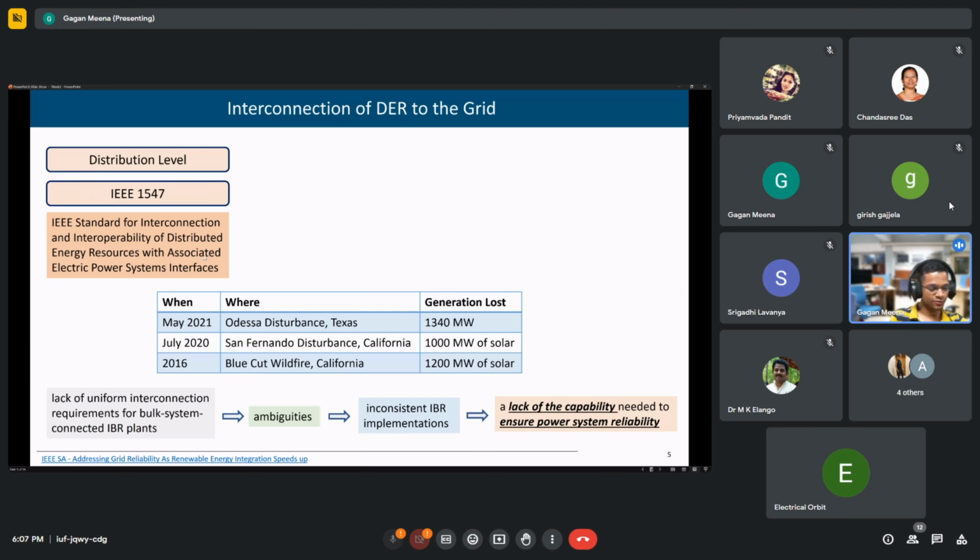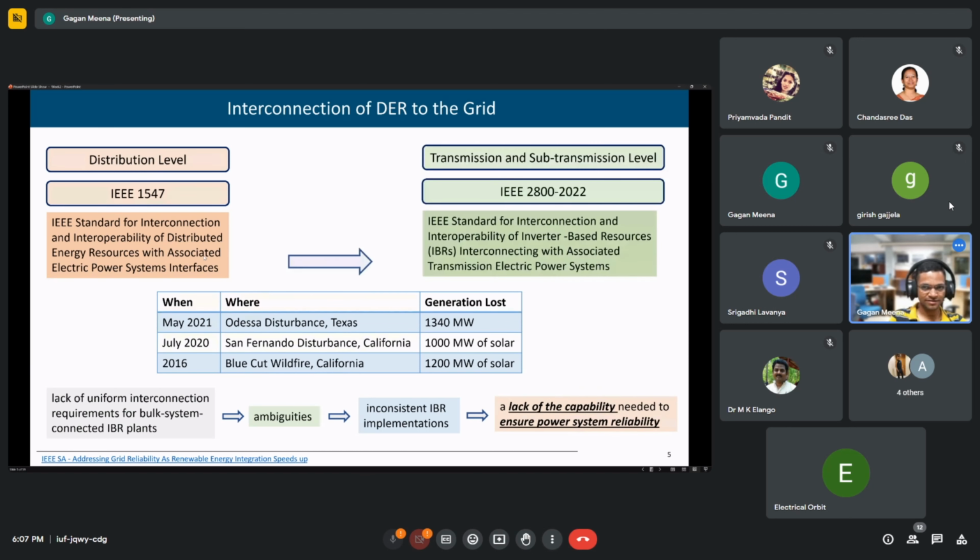As a result, to overcome this challenge, a new standard was introduced for transmission and sub-transmission level. This is IEEE 2800. It just came up in 2022. This is the standard for interconnection and interoperability of inverter-based resources interconnecting with associated transmission electric power systems. It's specially meant for transmission system.